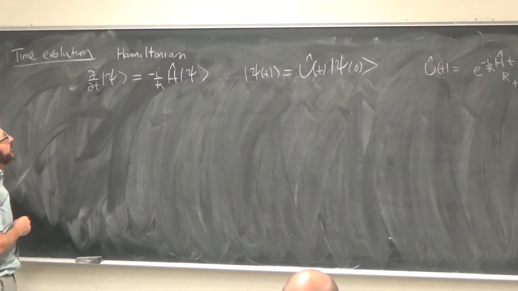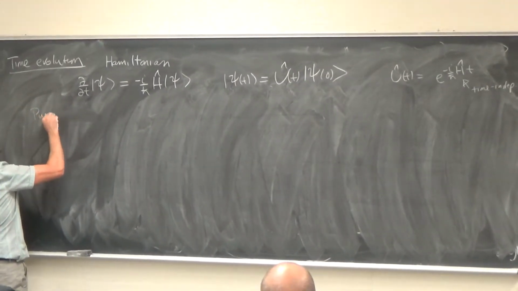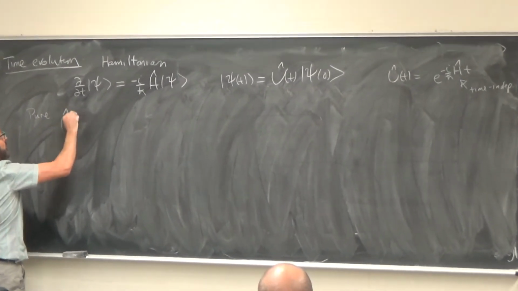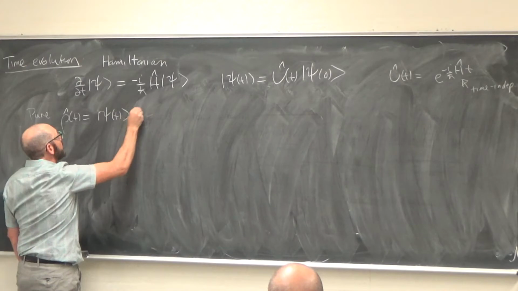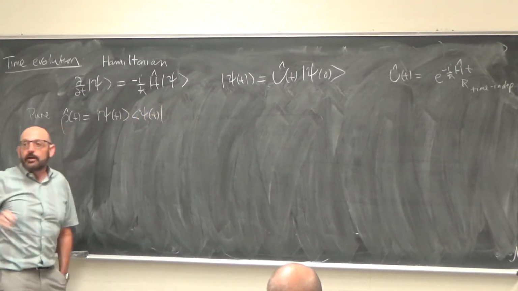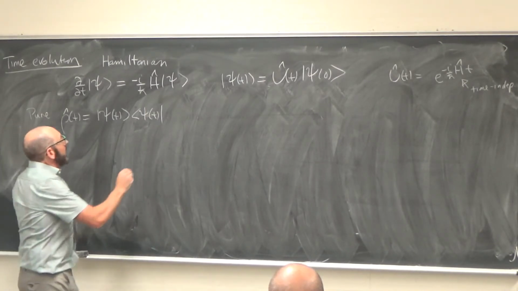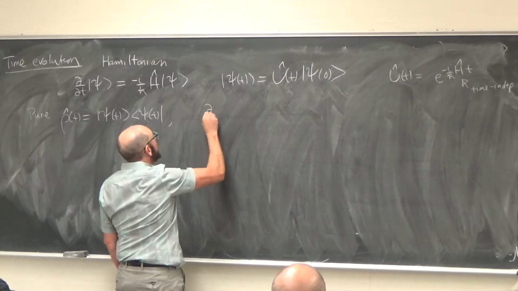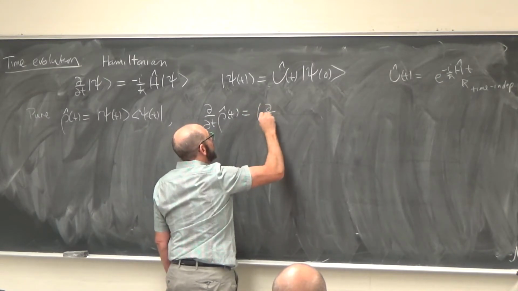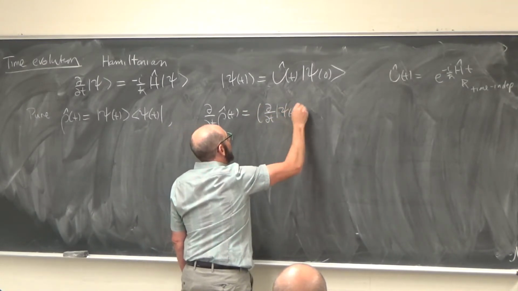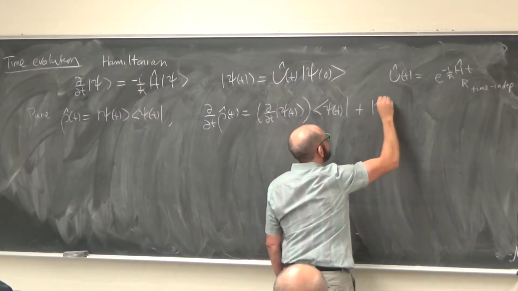All right. So what about the density operator? Well, if I have a pure state, rho at time t is the outer product of psi with itself, right? And so if I wanted to ask what is the differential equation that describes this, I have to take the time derivative of the ket and the time derivative of the bra.